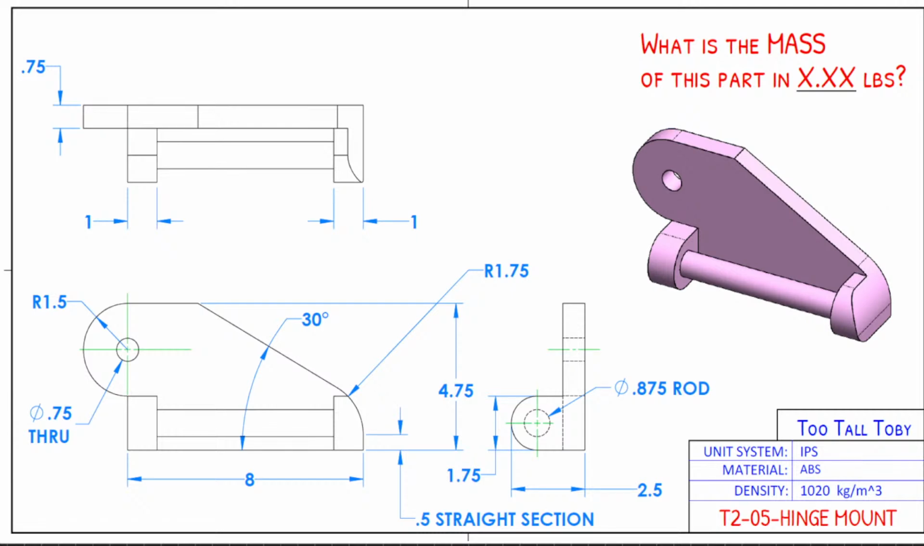What is the mass of this part in x.xx pounds? This is one of these models that is in inches, not millimeters, IPS. The material is ABS, and the density of that material is 1020 kilograms per cubic meter. What is the mass of this part in x.xx pounds?